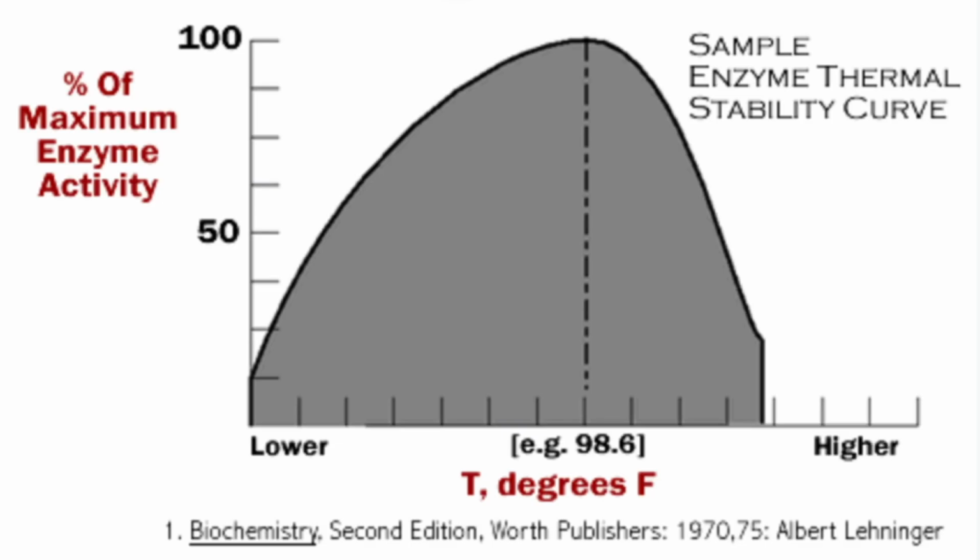So this is an image from a biochemistry textbook where on the x-axis is degrees in Fahrenheit, and then on the y-axis is percentage of maximum enzyme activity. So as you can see, the lower the temperature, the slower the chemical reaction. And as the temperature increases, the reaction rate will go faster with each increase until it reaches its optimum reaction rate, which is this peak with the black dashed line.